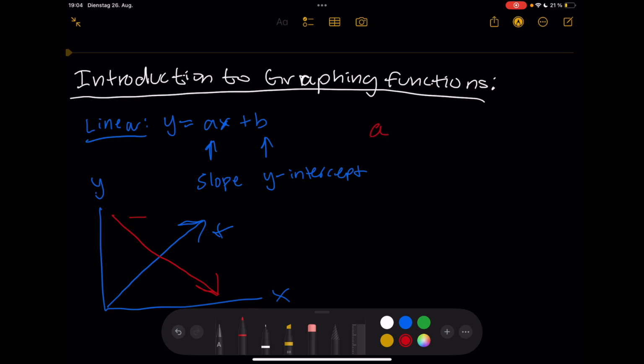So here, when a is greater than 0, this function, the y equals ax, is going to be increasing. So when your slope is positive, you're going to have a positive graph. And then of course, when a is less than 0, it will be decreasing. You'll end up with a negative slope. I just don't want to go into that too much, or else it's just going to get confusing.